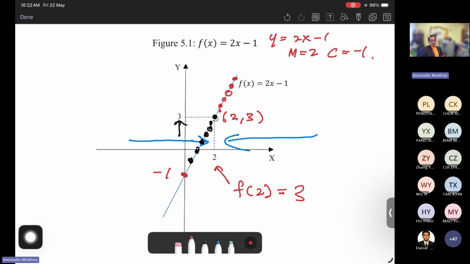In other words, in order to determine the limit, we need to know what happens to y when x approaches a certain number from the left, and then from the right. For the example, we know that the limit of the function is 3 when x approaches 2. It doesn't matter whether x approaches from the left or from the right. That's the concept of limit.